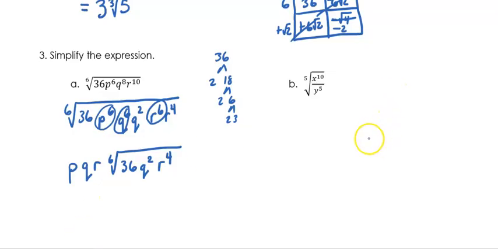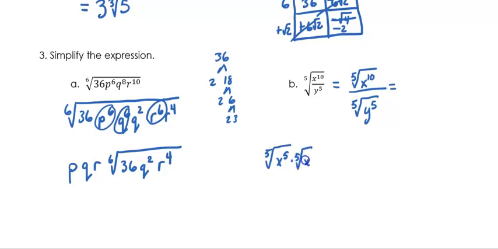Okay, looking at B, our final one here, I have a large 5th root of a fraction, so I can write the top as its own 5th root of x to the 10th, and the bottom, the denominator, as its own 5th root of y to the 5th. Okay. So the 5th root of x to the 10th, you can simplify that 2 ways. You can either think of that as the 5th root of x to the 5th times the 5th root of x to the 5th. That gives you x times x, which is x squared.